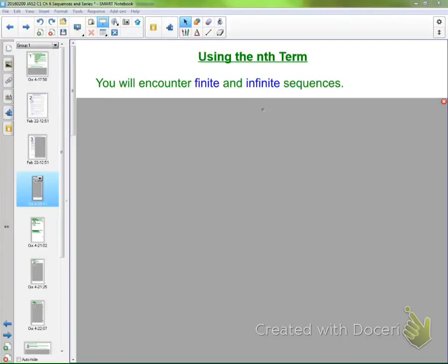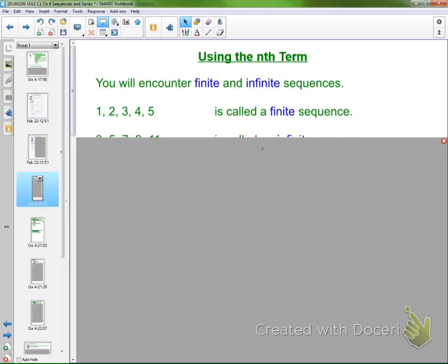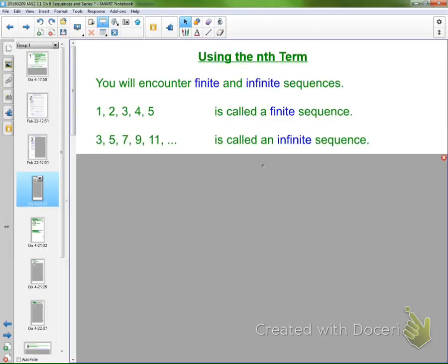In this section of sequences and series, we're going to talk about how you can use the nth term to define a sequence. Throughout this chapter, you will encounter some finite sequences and some infinite sequences. An example of a finite sequence is 1, 2, 3, 4, 5, and an infinite sequence is this one here. You'll note that we have the comma and the dot dot dot to indicate that the sequence continues. That's how we see that it is an infinite sequence. Whereas if we don't have a comma at the end and it just stops, it is a finite sequence. That shows that the sequence stops at that term.